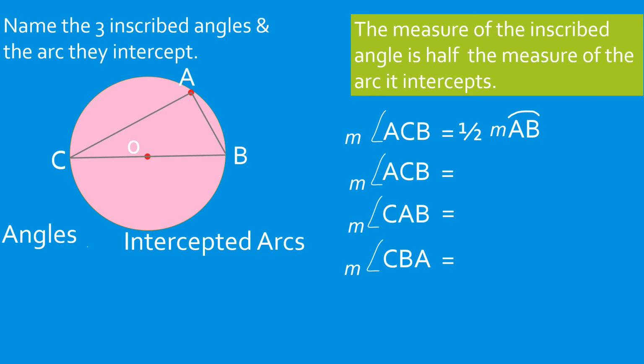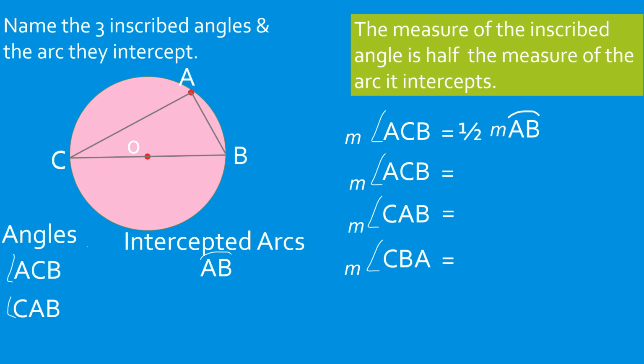Now, more exercises on how to find the measures of inscribed angles. If you want to do it yourself, you can pause the video. Name the three inscribed angles and the arc they intercept. So three angles, we have C here, A and B. Let's name them using three letters. So we have angle ACB. This is the angle here. And the arc it intercepts is simply found by tracing the endpoints of the chord. So that's arc AB.